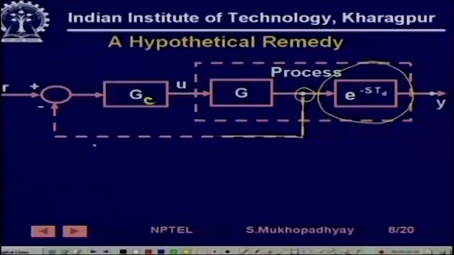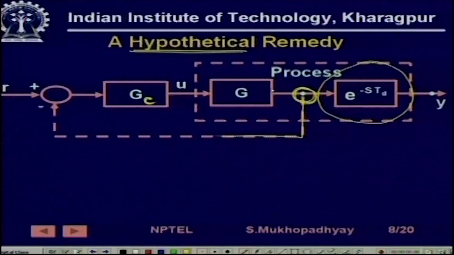But what is a problem is the change in the feedback loop. So somehow, if I could take a feedback from there, but I cannot, because this point is inside the process and it is not measurable. In fact, it is an intrinsic part of the process, right? Since this point is not measurable, this solution is hypothetical, because we can't take the actual feedback.